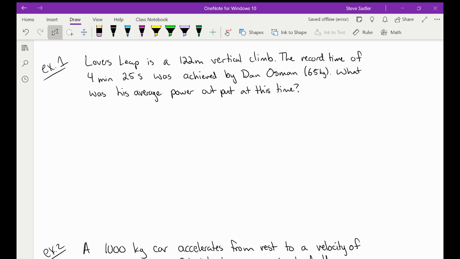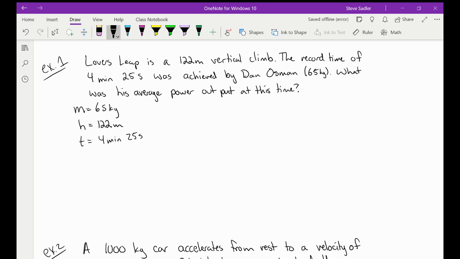All right, so he climbed up this 122-meter vertical climb in 4 minutes and 25 seconds. What was his average power output at this time? So we have a mass. His mass is 65 kilograms. We have the height. The height is 122 meters. We have time. Time is 4 minutes and 25 seconds.